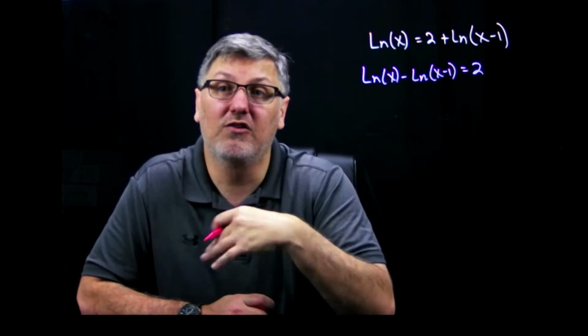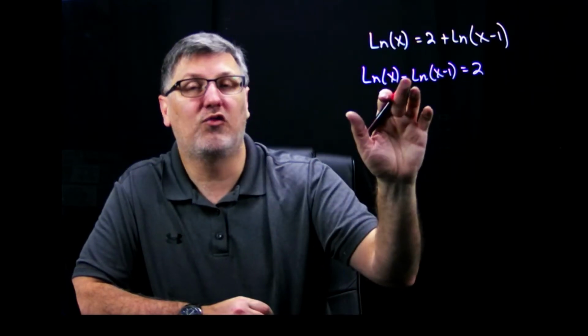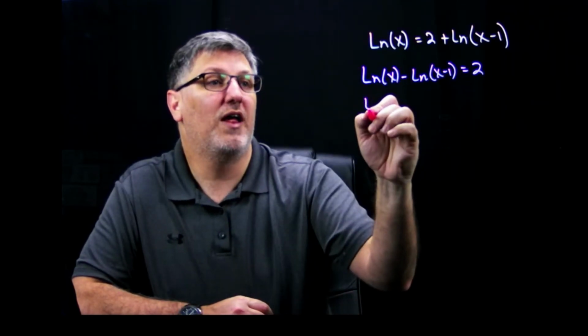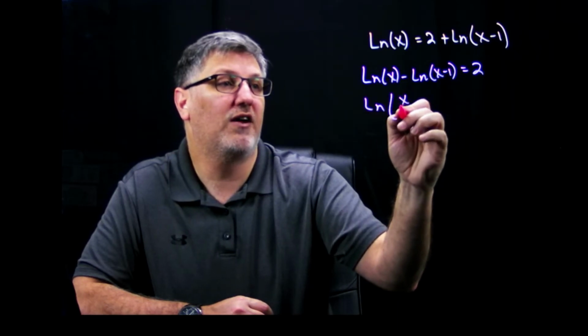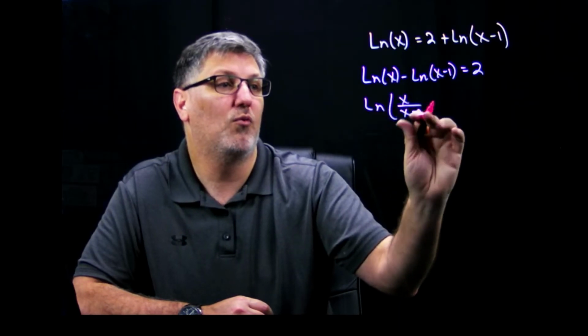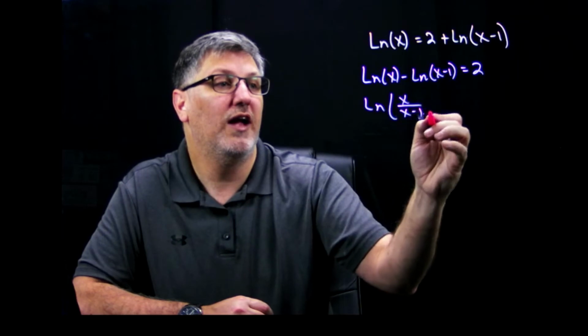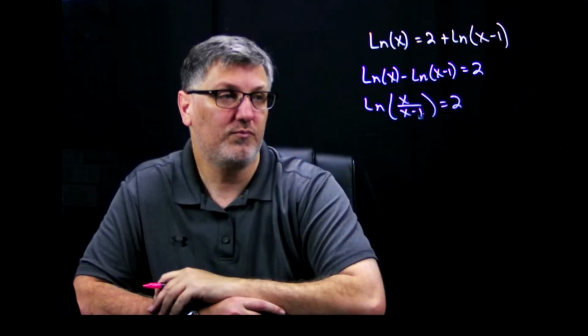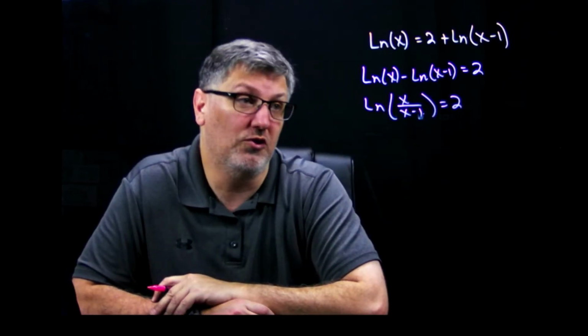Okay. This kind of looks like a couple other videos that we've already looked at. So here I have subtraction, that means division. So I'm going to have ln of x over x minus 1. I don't know why I wrote 2. x minus 1 equals 2. All right, so far so good.